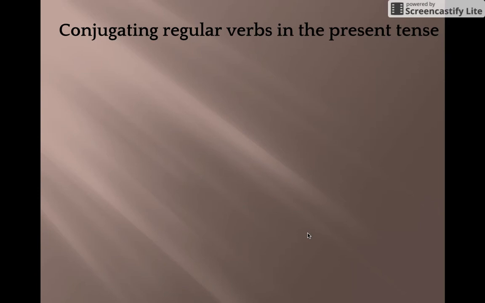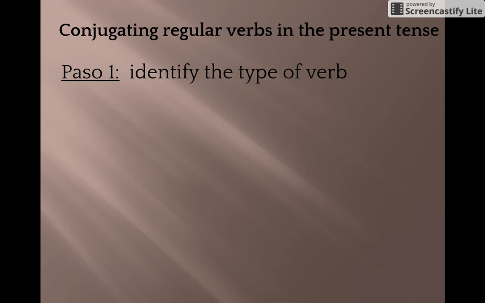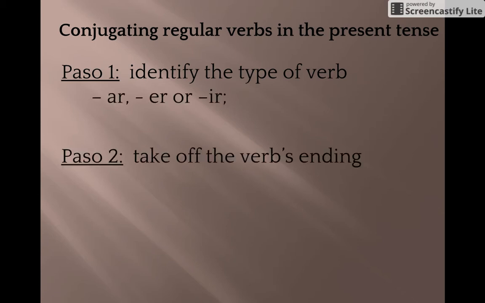So, how do we conjugate verbs? Basically, there are 4 steps. First thing you're going to want to do is identify the type of verb. And again, we already talked about that's by the AR, ER, or IR. Okay? Once you know what type of verb it is, you don't really need that AR, ER, or IR anymore. So the second step is going to be to take that AR, ER, or IR off, take that verb ending off. So here's an example.